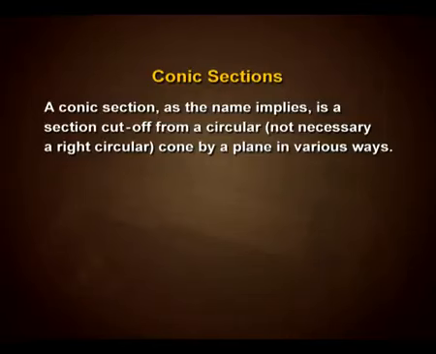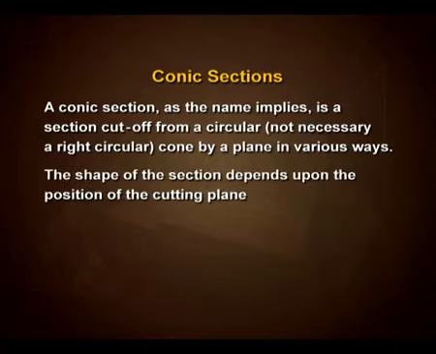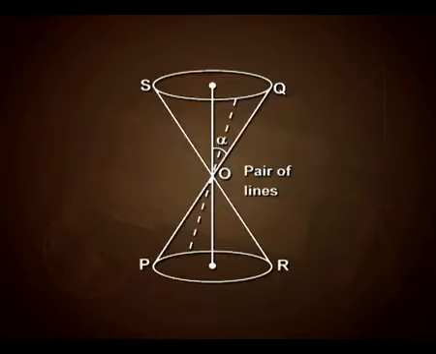As we have studied earlier, a conic section, as the name implies, is a section cut off from a circular cone by a plane in various ways. Remember, it need not necessarily be a right circular cone. The shape of the section depends upon the position of the cutting plane. We can see in the figure here the cones generated by the intersecting lines.